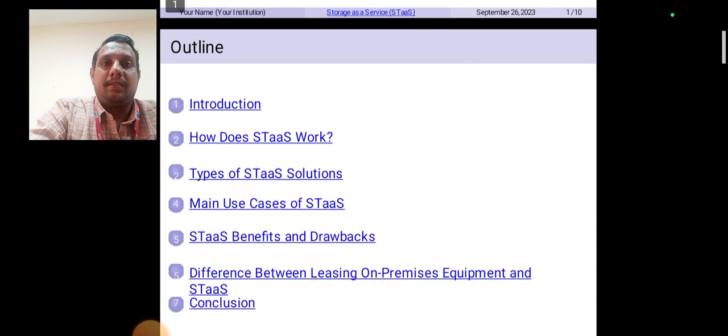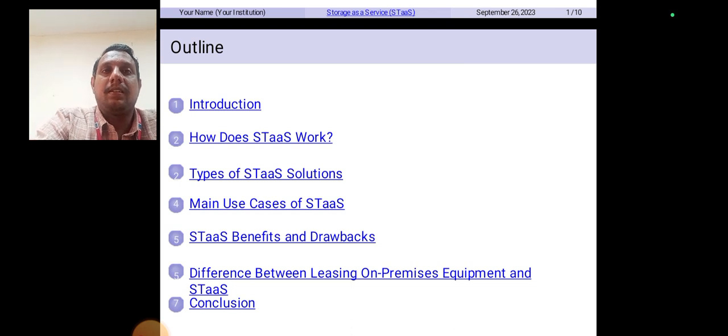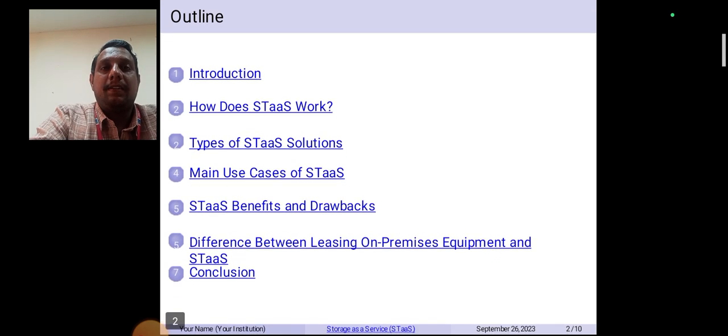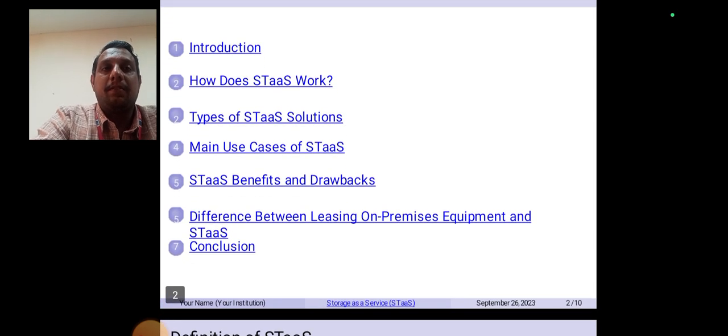In these slides, we are going to see about the introduction, how storage as a service works, types of storage as a service solutions, main use cases of storage as a service, and storage as a service benefits and drawbacks, difference between leasing on-premises equipment and STaaS, and then conclusion.